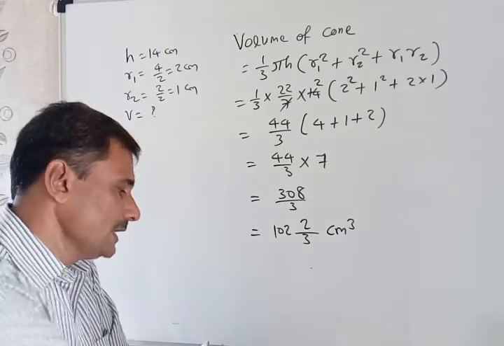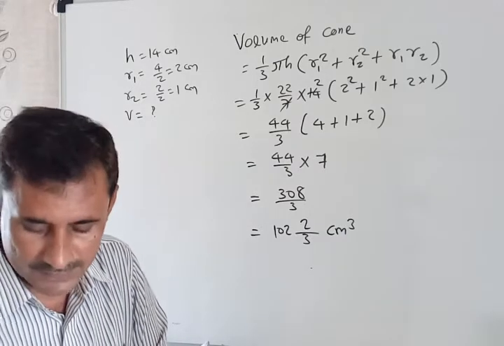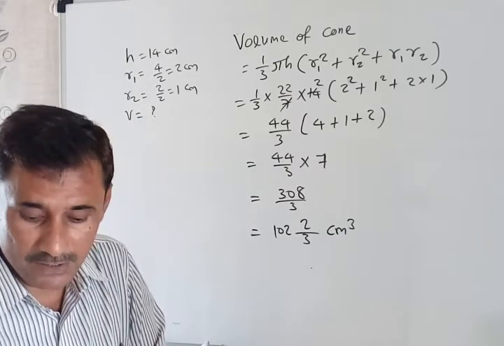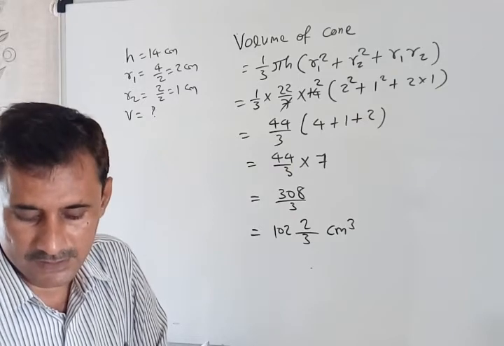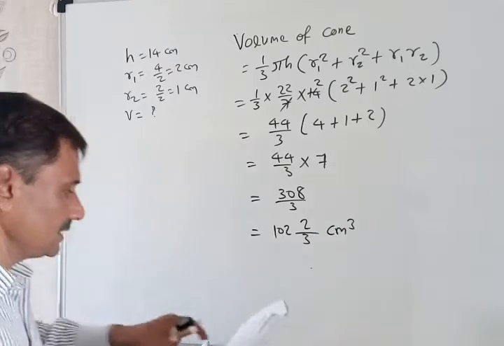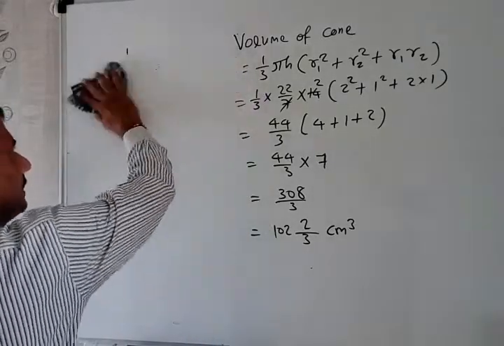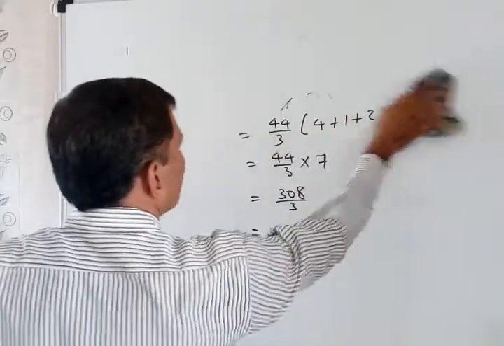Now number 2. Slant height of a frustum of a cone is 4. Slant height is given, and perimeter of its circular ends are given. Find the curved surface area of the frustum. For curved surface area we must have R1, R2 and L. R1, R2 and L. Okay.